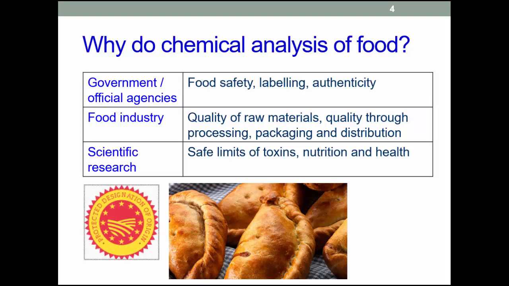Another reason might be to ensure that some foods with protective status only come from certain parts of the country. So, for example, Cornish pasties must come from Cornwall. Wensleydale cheese must come from Wensleydale.